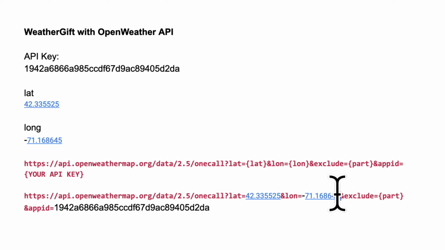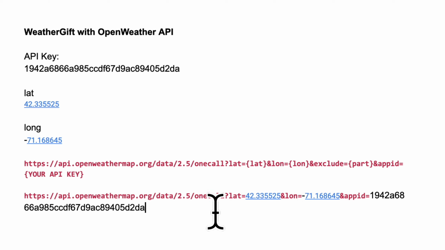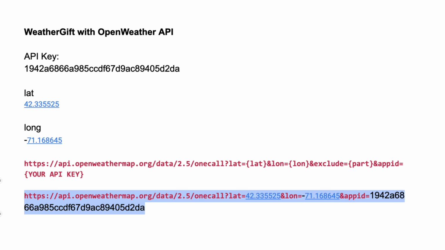Now I don't need this portion from ampersand exclude equal to the close curly at the end of part. I'm going to highlight all of that and backspace over it to delete it. And now I've got a URL I can use to retrieve JSON data from my current location.